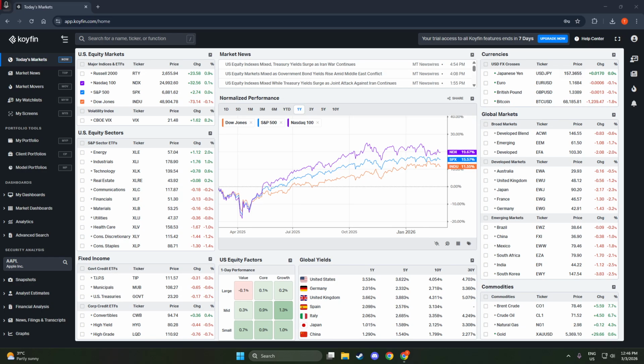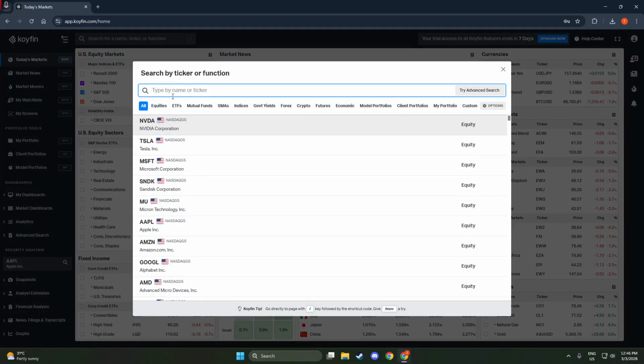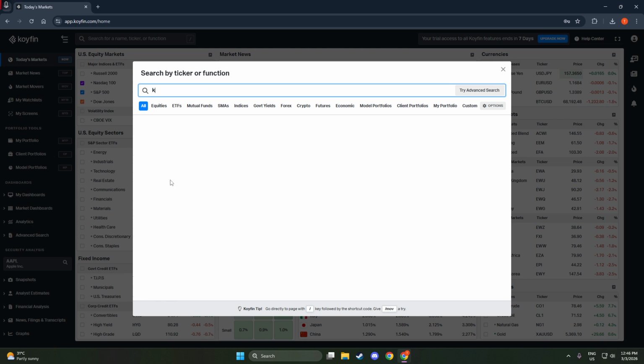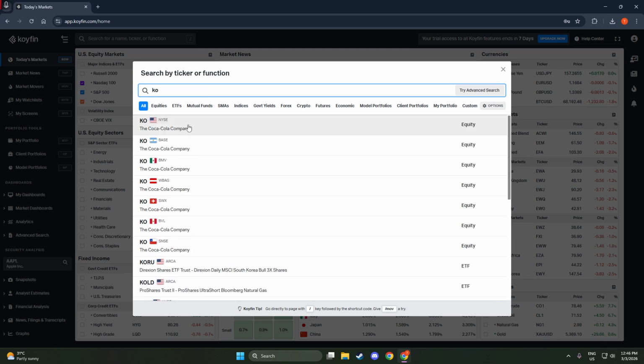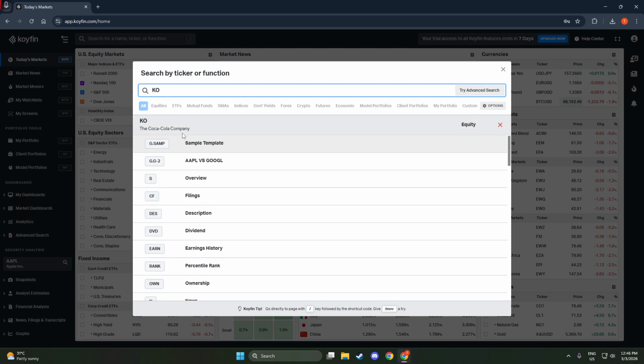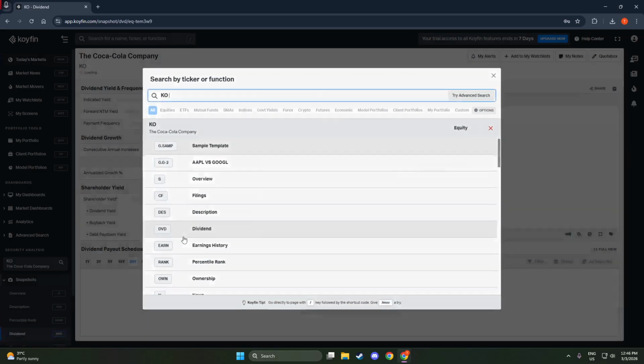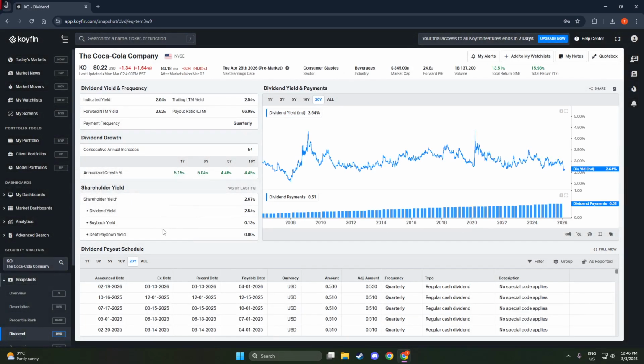Start by going to the search bar at the top of Koyfin and typing the stock ticker you want to analyze. For example, you could type KO if you're looking at Coca-Cola. Once the company page loads, simply scroll down to the dividends section. This is where Koyfin brings the most important dividend metrics into one concise view called the dividend snapshot.